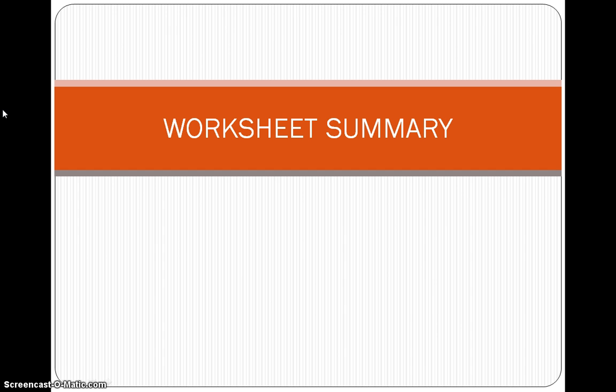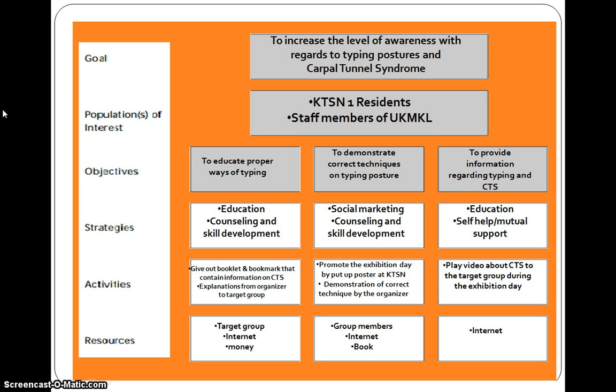Okay, now we'll move on to the worksheet summary. The worksheet for the summary comprises the goals, the population of interest, the objectives, the strategies, the activities, and also the resources of our project. First, the main goal of our project is to increase the level of awareness with regard to typing postures and also carpal tunnel syndrome. The population of interest are the KTSN 1 residents and also the staff members of UKMKL.